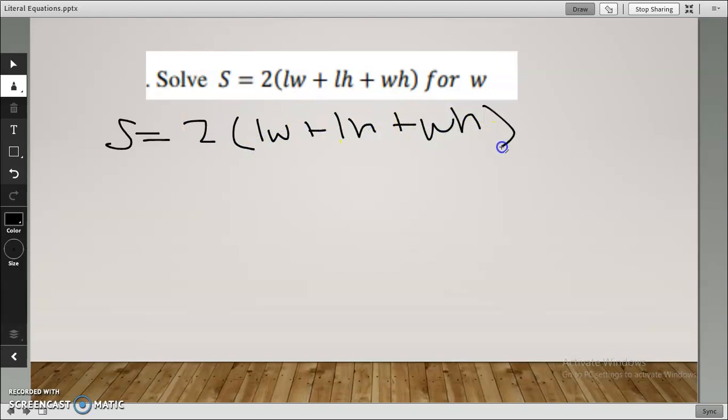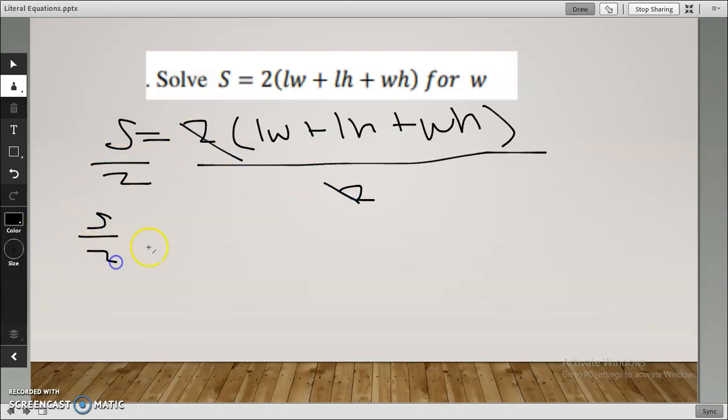First thing I'm going to do, according to order of operations, this is in parentheses, so it's at the very end. I have a multiply by 2. I'm going to divide both sides by 2. So it crosses out here, and I get s over 2 equals lw plus lh plus wh.